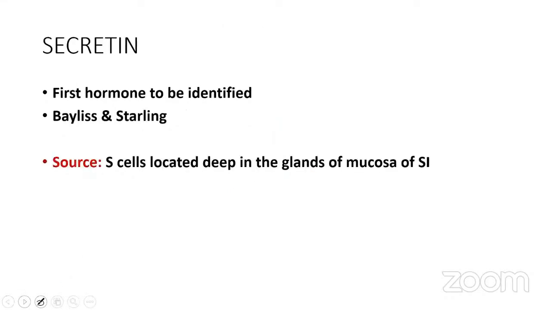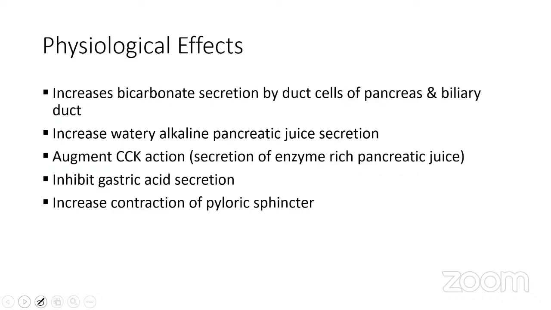So this is about secretin. It is a hormone, the first hormone identified, by Bayliss and Starling. Source is S cells. Physiological effects: it increases bicarbonate secretion and watery alkaline pancreatic secretion. It augments the action of CCK. It inhibits gastric acid secretion. It increases pancreatic secretion and increases contraction of the pyloric sphincter.